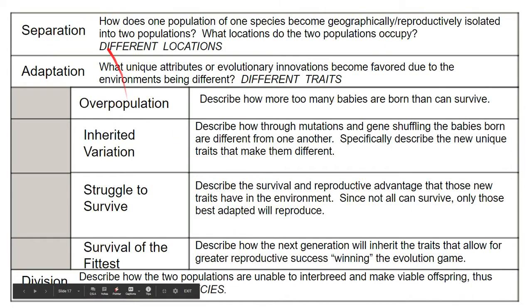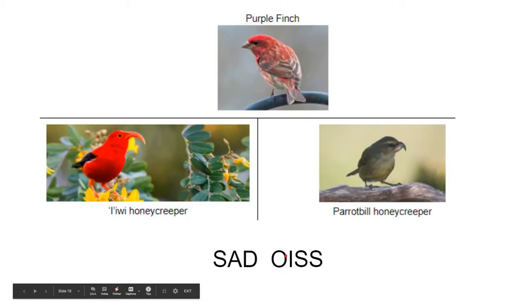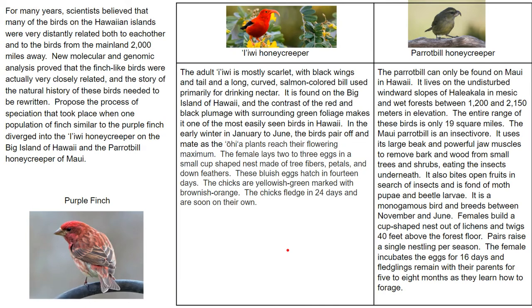Again, when we break down this chart, separation, we need to talk about different locations. Adaptation, we have to talk about different traits. More born, again, when we use simple language, too many babies, different babies, babies compete, best babies survive and pass on their genes. Division, we have different species, different locations, different traits, different species. So let's break it down.